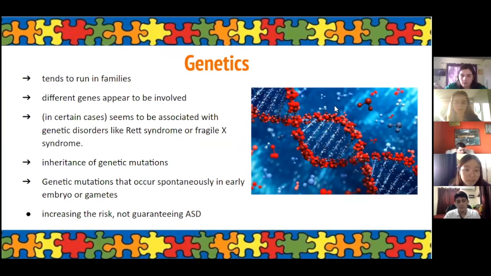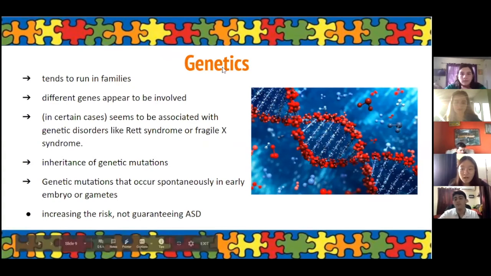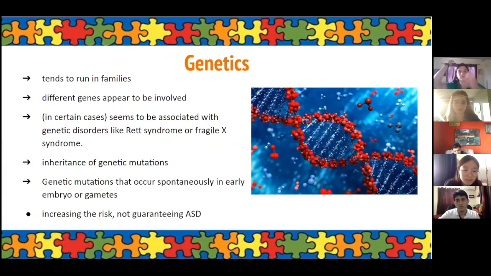Scientists are looking at big genotypes. They're trying to find genes that work together that cause autism. However, the research in that field is still occurring and the information is limited. Autism also seems to be associated with genetic syndromes such as Rett syndrome or Fragile X syndrome. So, when an individual has one of these syndromes, it is much more likely that they are on the autism spectrum disorder.